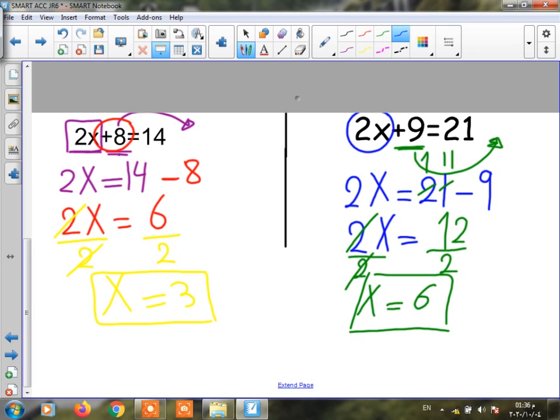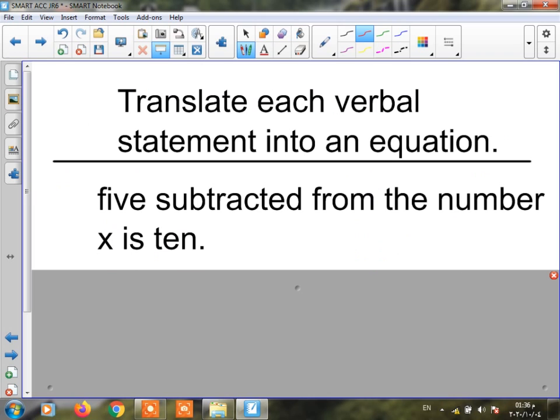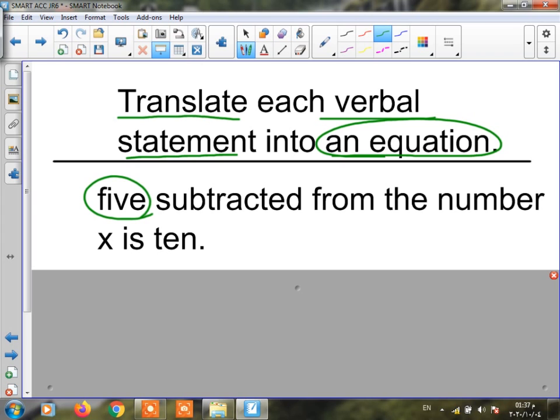The next one, I want to translate each statement into an equation. I have here a statement and I want to convert it to an equation. Number 1: 5 subtracted from the number x. We said before that when we say subtracted from, we look at the number after from. What is the number after from? It will be x.